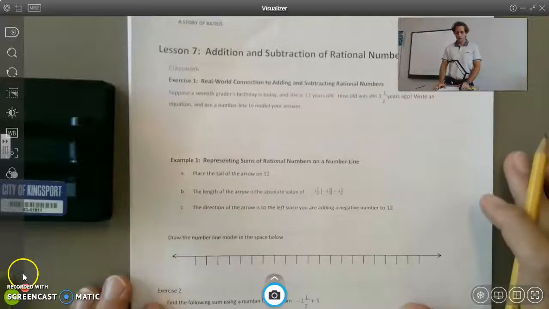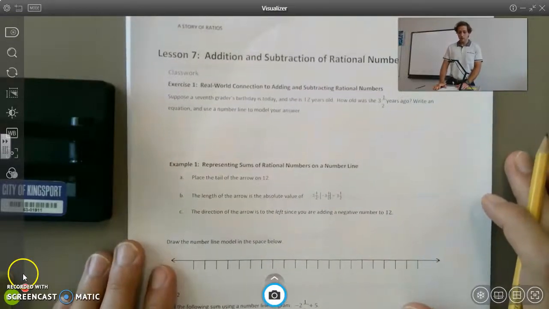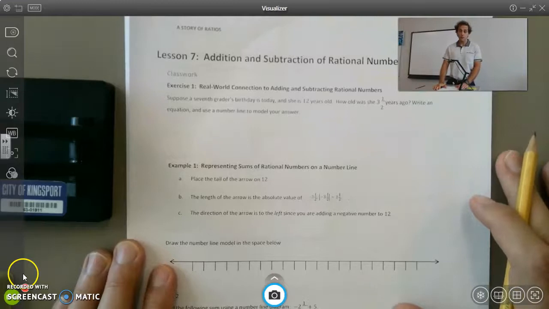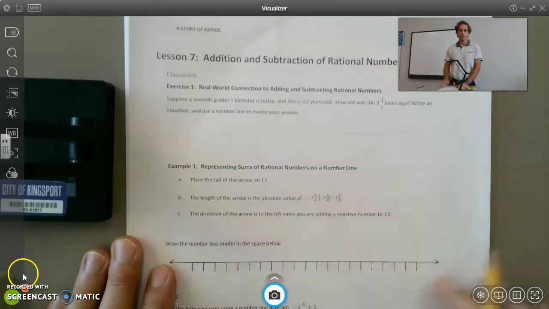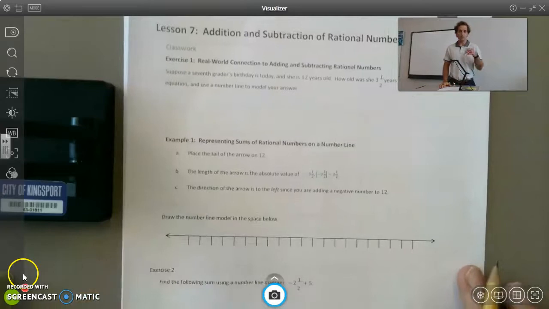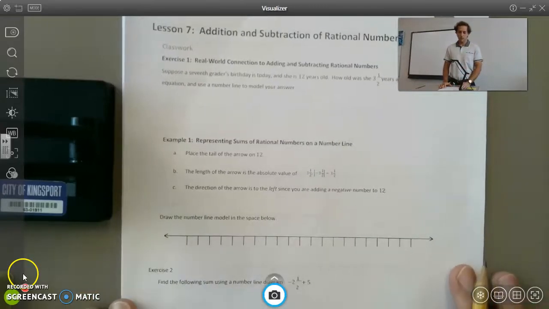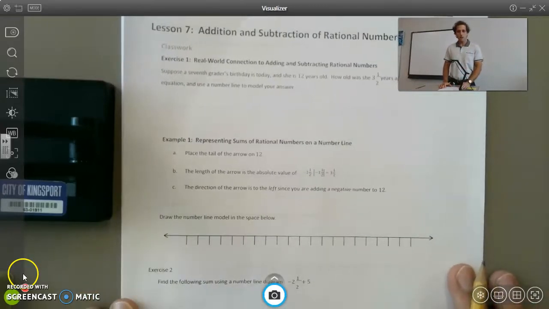Hello, this is Mr. Holly, and today we'll be looking at Lesson 7, the addition and subtraction of rational numbers. What this means is that we are going to begin to include fractions and decimals into our addition and subtraction work. You have seen this a little bit so far, but this is going to be exclusively problems dealing with fractions and decimals. Everything that we do today is stuff that you have already learned.